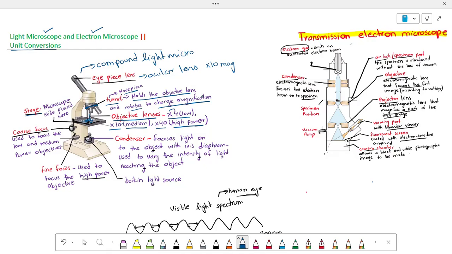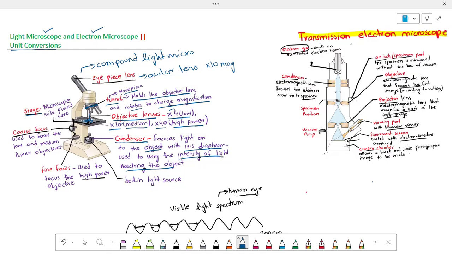Next is the condenser. Its function is to focus light on the object or specimen, with the iris diaphragm. The iris diaphragm is used to vary the intensity of light reaching the object. It controls the amount of light reaching the specimen. If too much light enters the microscope, the image may become too bright, so the diaphragm has to adjust the light intensity.